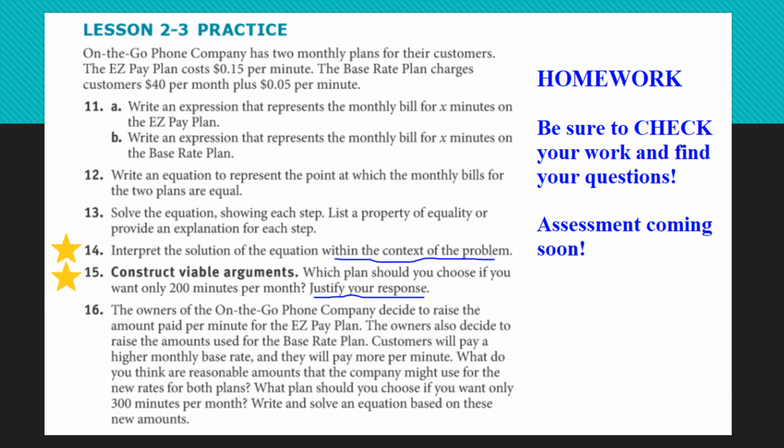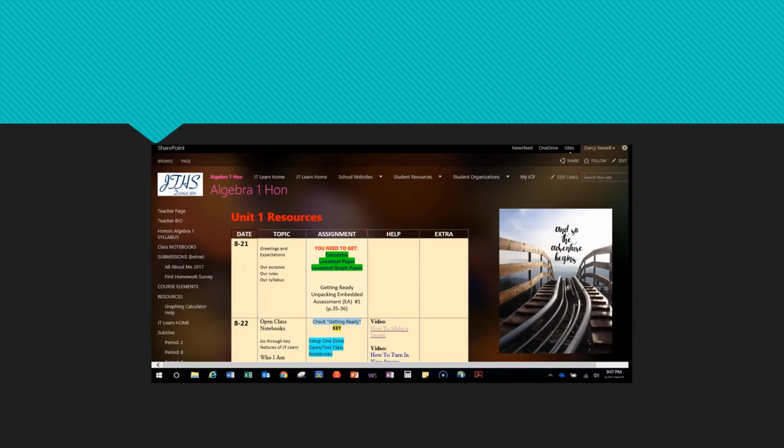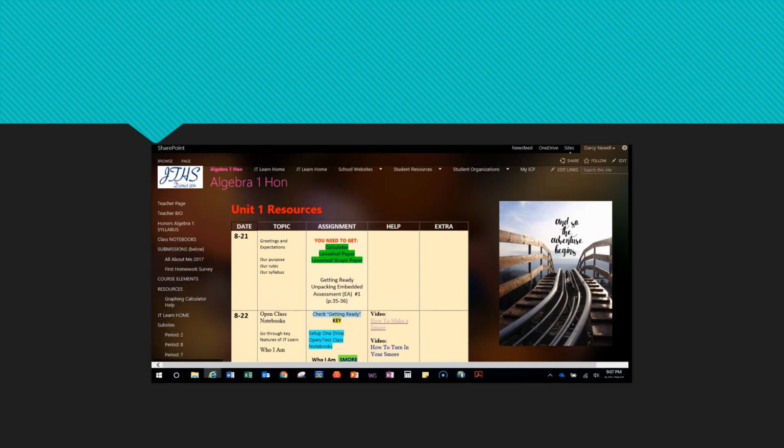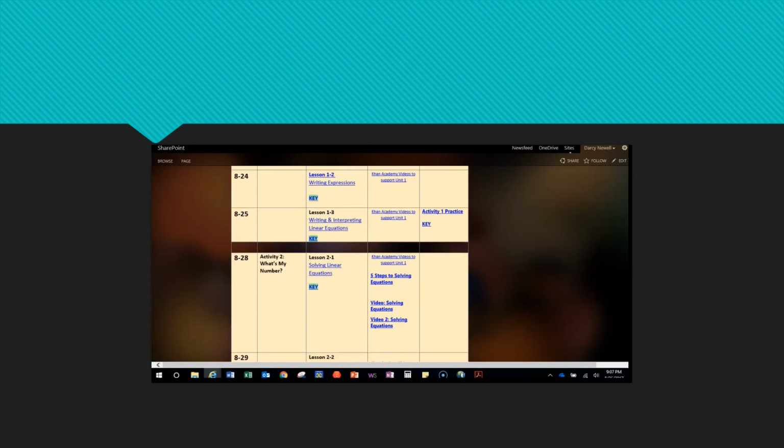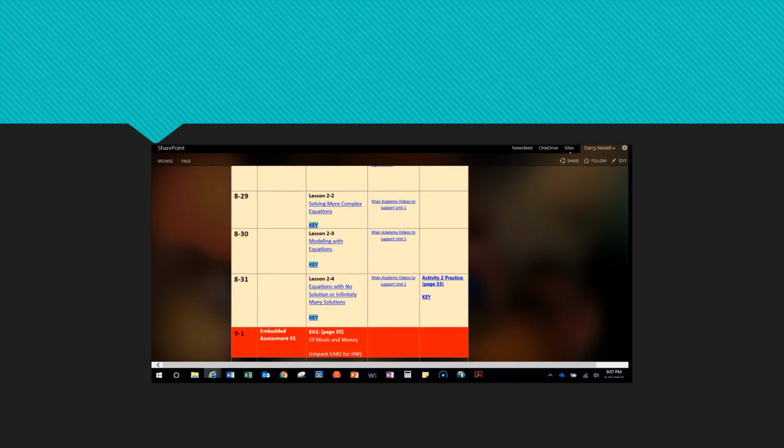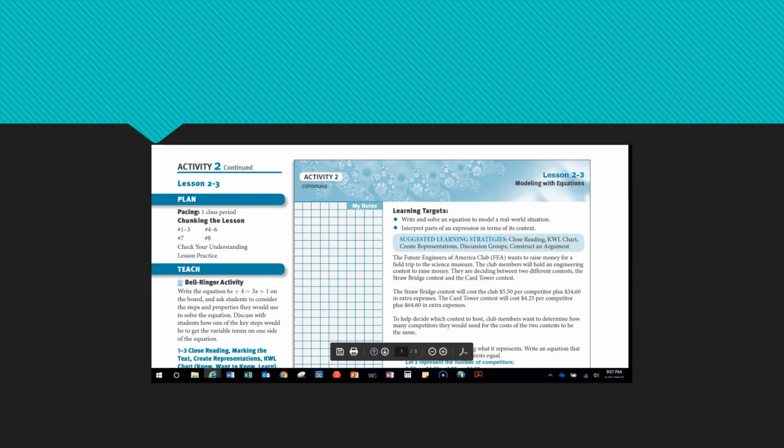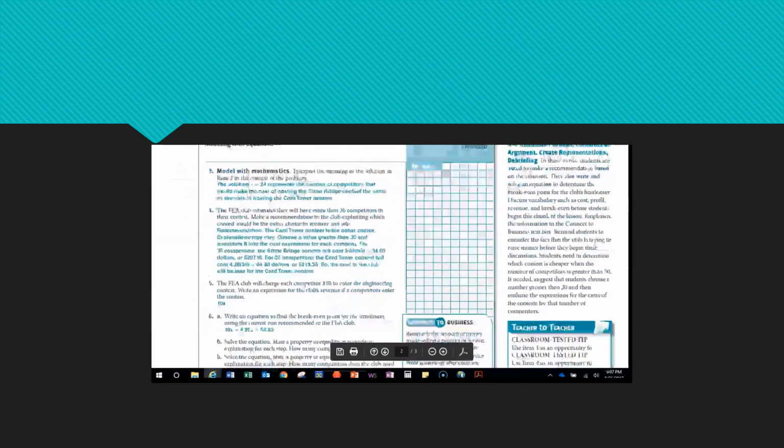So remember, you're going to go on JT Learn to do that. I think I'll even just show that on the next slide here to make sure everybody knows how to check your work. All right, so today is Wednesday, August 30th, right? So I'm going to go to my class page. I'm going to scroll down to this date. There's the lesson we're doing right there, lesson 2-3. So I'll click the key. Now that's going to take me to the entire lesson, right? So we're just looking for the stuff at the end.